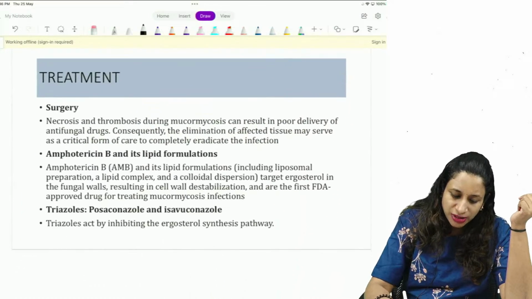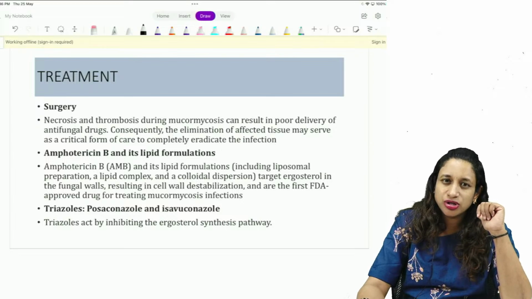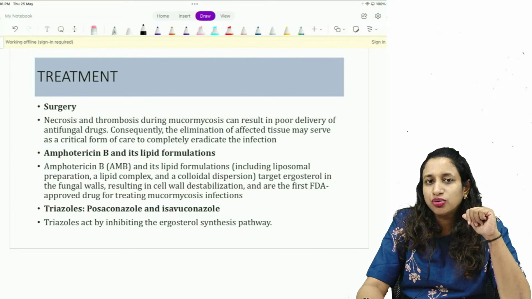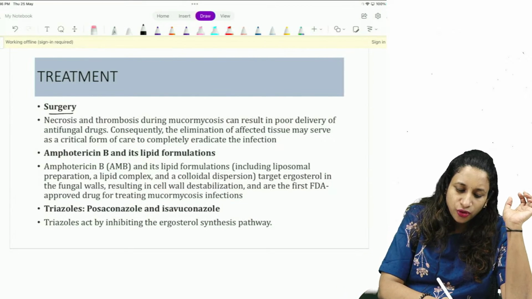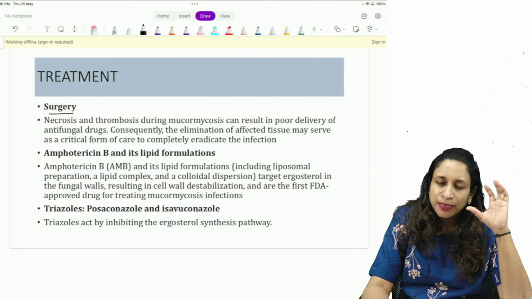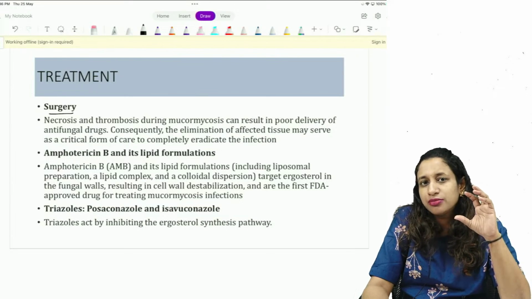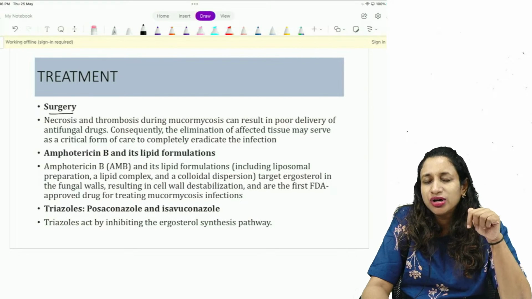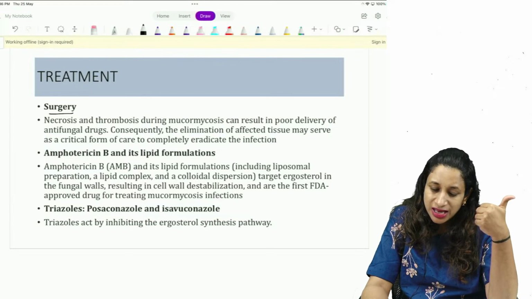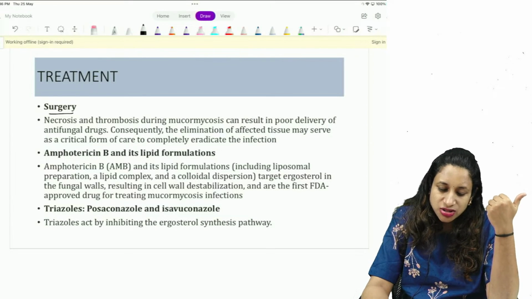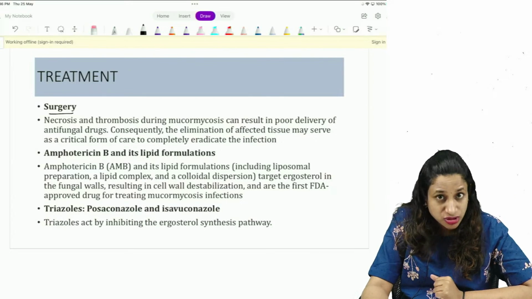Now, coming to treatment, very important to know: surgery is one of the mainstay treatments. There is very little you can do unless there is a surgeon involved. First and foremost, when it comes to surgery, necrosis and thrombosis is something that needs to be removed. The necrotic tissue has to be removed, because unless that is removed, you do not have your drugs being delivered to the site. So, antifungal drug delivery is hampered if the necrotic tissue is not removed.